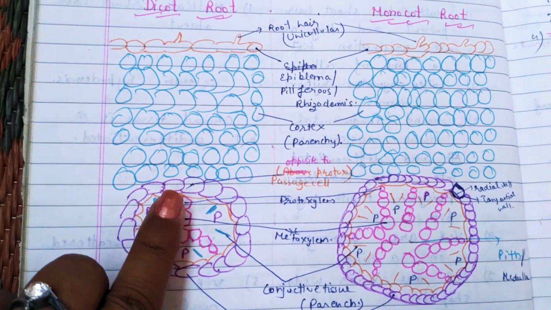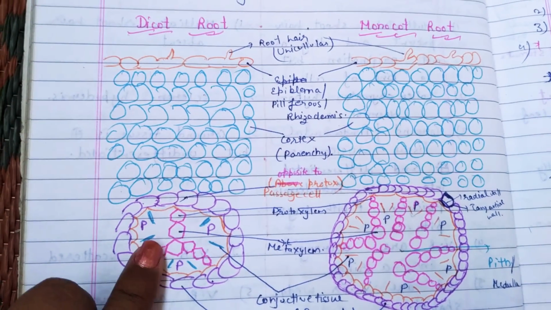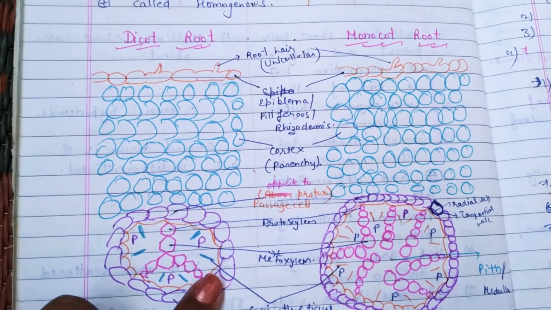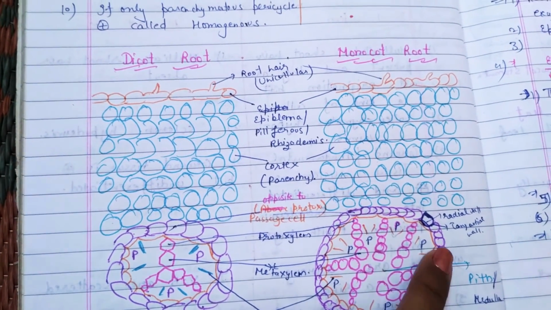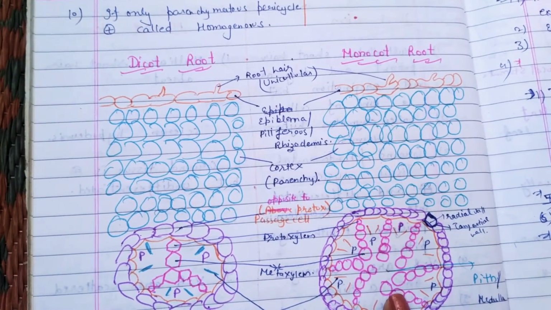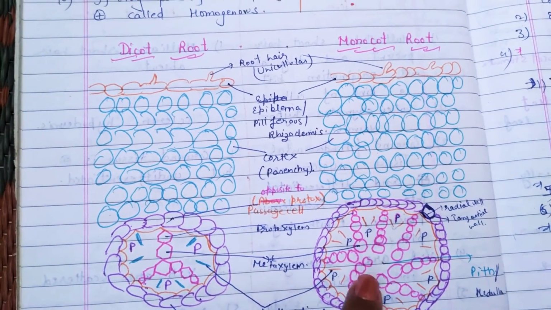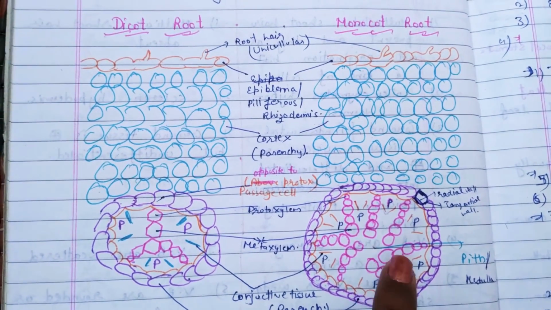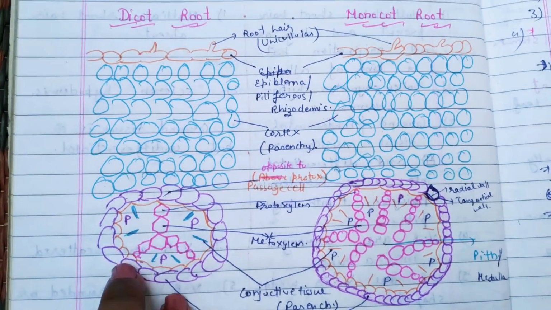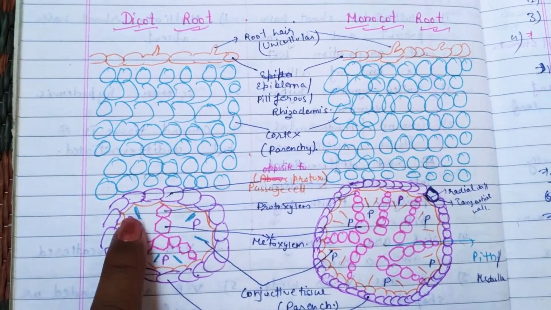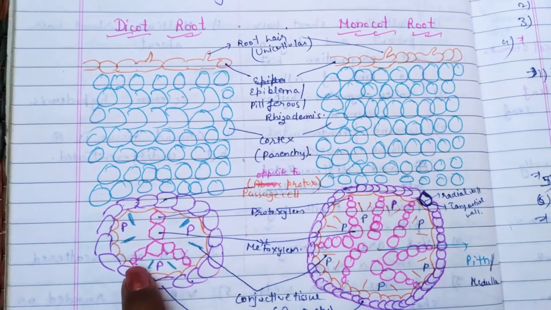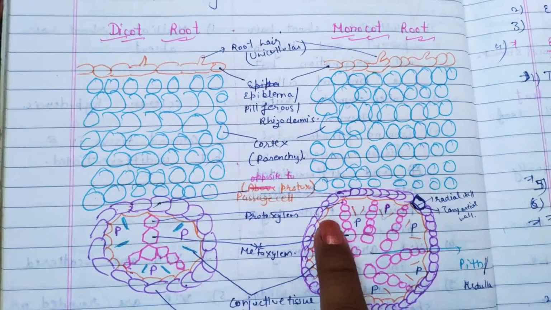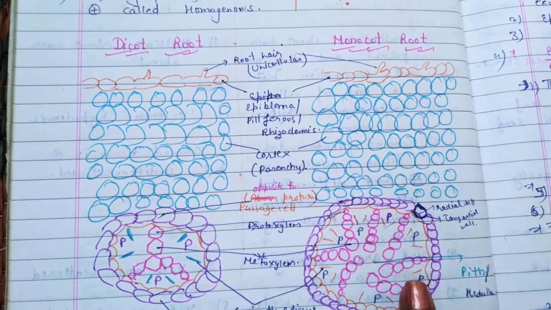You can see the number of xylem is diarch to hexarch in the dicot root, but in the monocot root the number of xylem is very large. It can start from diarch and reach up to polyarch. So in the dicot root only diarch to hexarch xylem are present, meaning their number is very small, but in the monocot root the number of xylem is very large. It can reach up to polyarch.